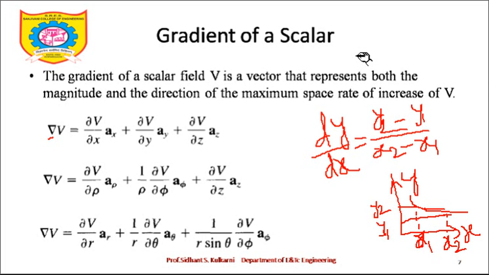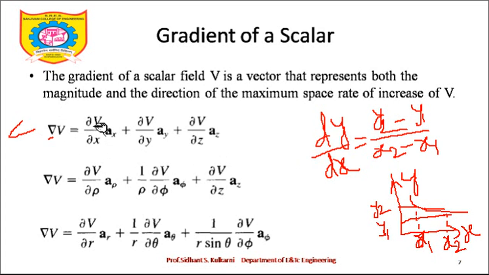So the gradient of a scalar is clear to us for the time being. It's a point of maximum slope, and as per the definition, it gives the magnitude and direction of the maximum rate of increase. So rate of change of something, rate of increase of something. The point of maximum slope is nothing but the gradient of V. We have studied three coordinate systems: Cartesian, cylindrical and spherical.